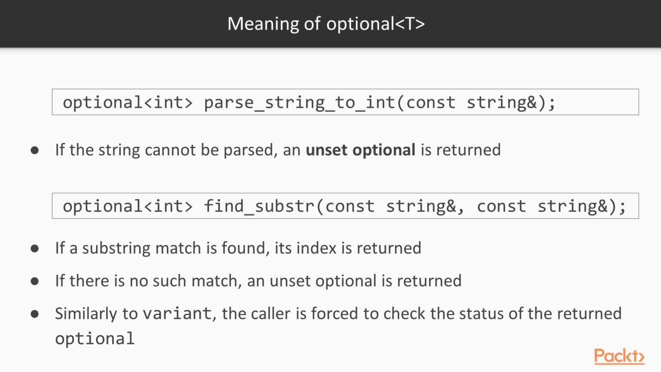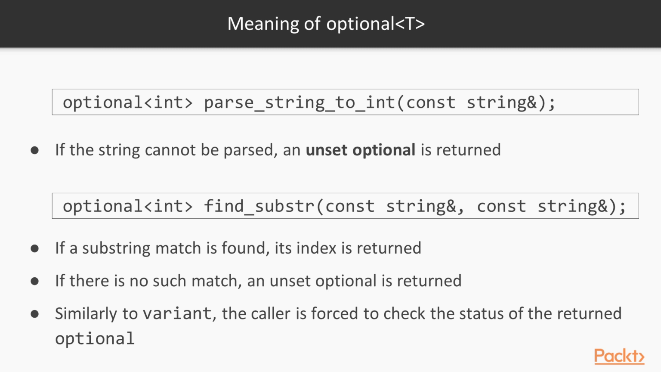Another example is finding a substring inside a past string. In this case, we will return the index if we find a match by placing it inside the optional, but if there is no such match, we can simply return an unset optional.